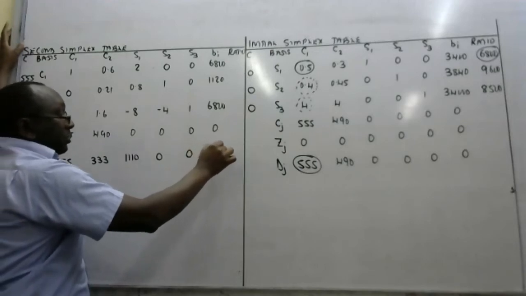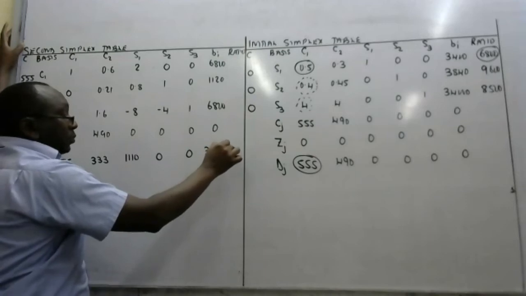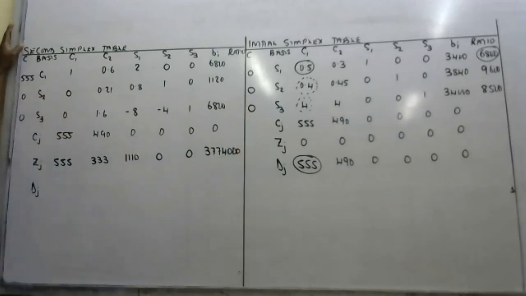774 zeros. Remember, we have omitted these ones because when we multiply with zeros, it goes to 0.